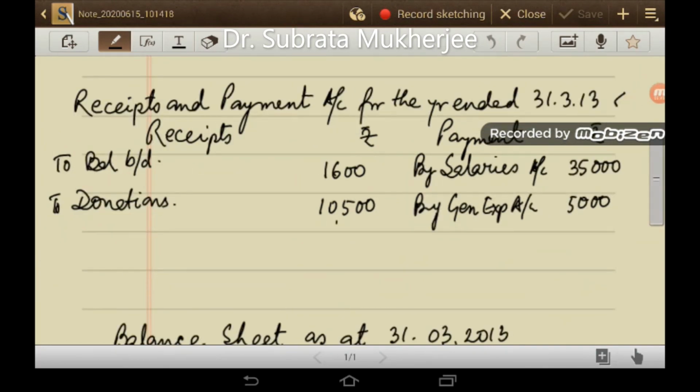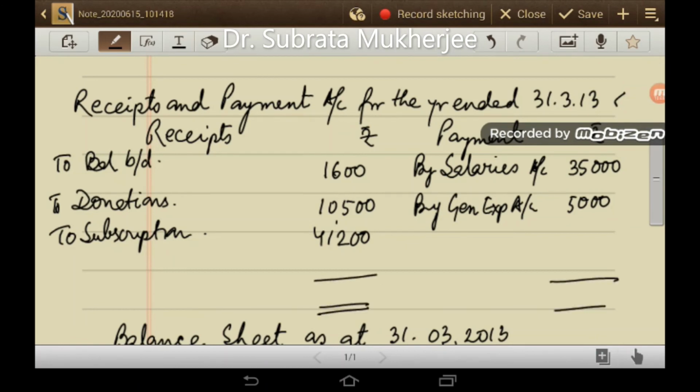So in the receipt and payment account I am writing to subscription, 41,200. So next item or the ledger I will close is the receipt and payment account. So the total of receipt side is 53,300. So first item is the opening balance, then donation and subscription. So 53,300 I am writing it on the credit side also.